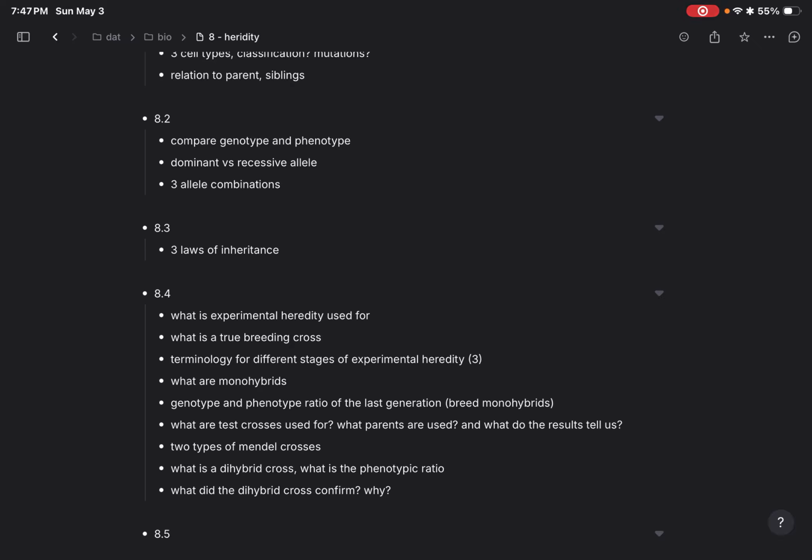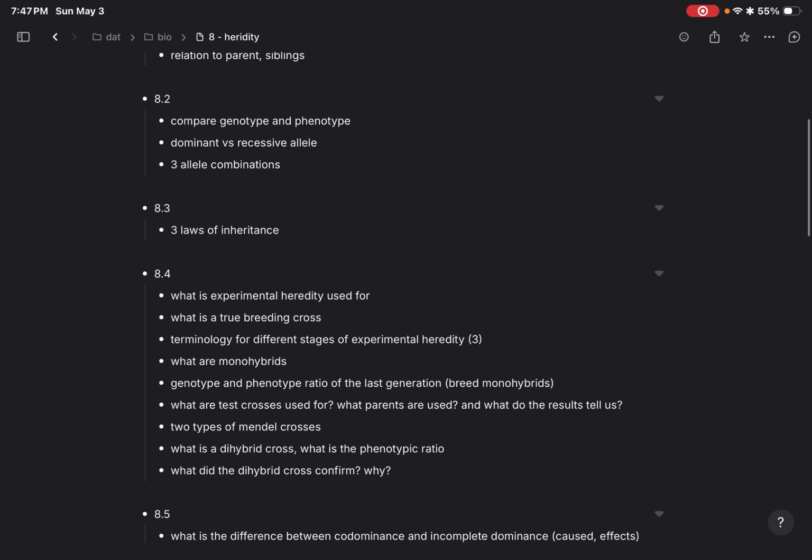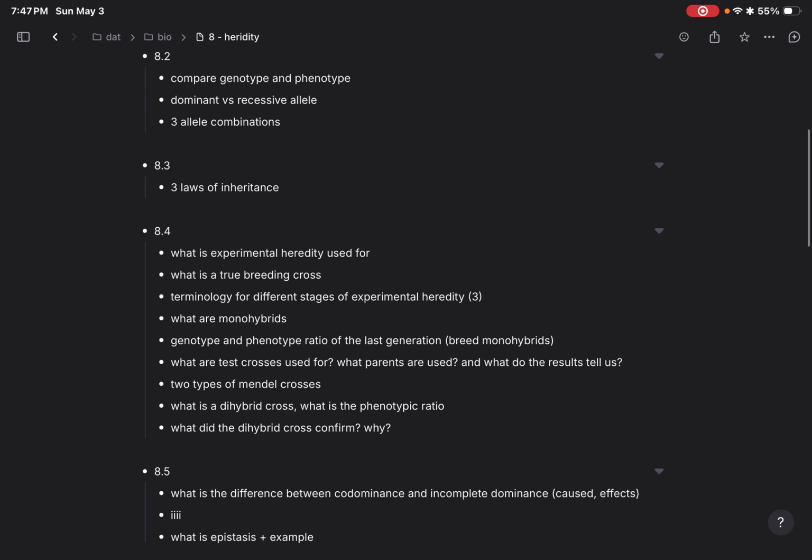So the second law is independent assortment. When they meet up at the metaphase plate, you don't know which chromosome will be pulled to which cell, because they could be on either side, so it doesn't matter which one is which. Did that make sense? When they line up, you don't know which gene will go to which cell, and they're independent of each other because one chromosome will not affect how the other chromosome is, so that's why it's independent.